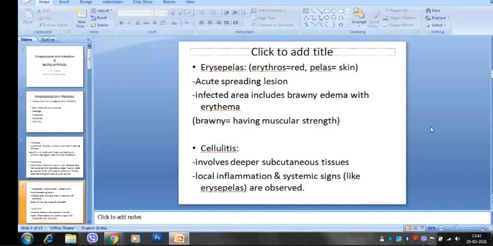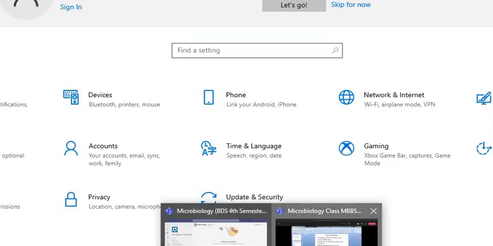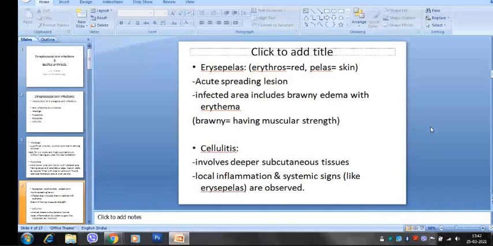In case of erysipelas, there is a red skin. It is an acute spreading lesion and the infected area includes brawny edema with erythema. This is erysipelas. Now, the other clinical type of skin infection caused by Streptococcus pyogenes is cellulitis, which is more severe. Cellulitis involves deeper subcutaneous tissues. There will be local inflammation and systemic signs like erysipelas. There is a necessity of surgical debridement also in case of cellulitis because it involves deeper subcutaneous tissues.